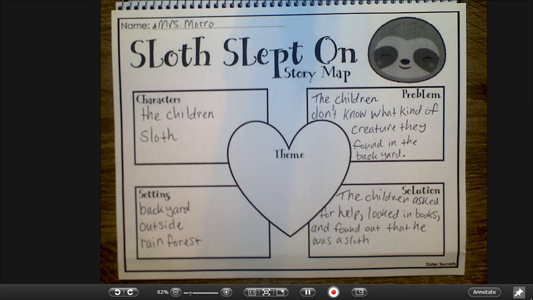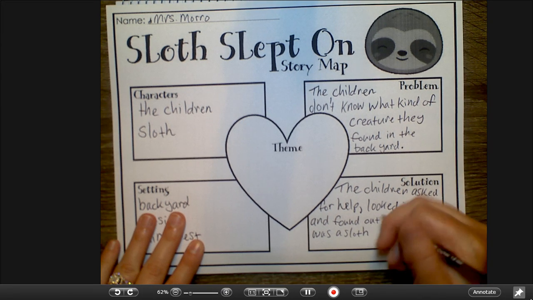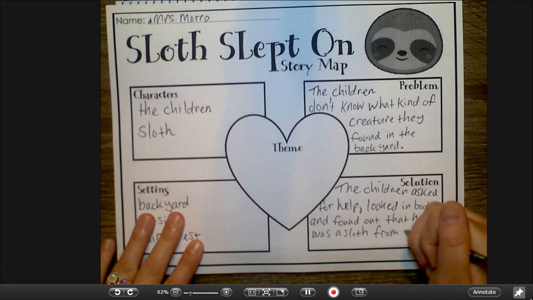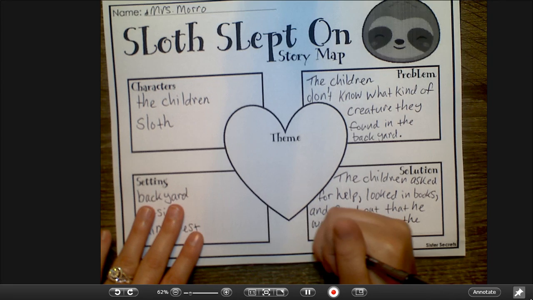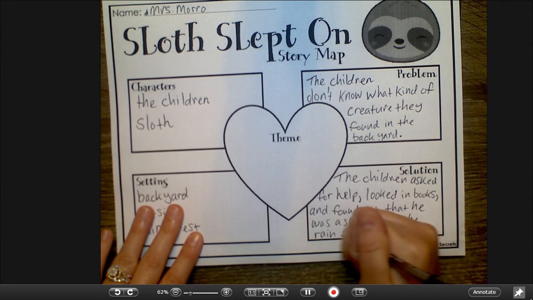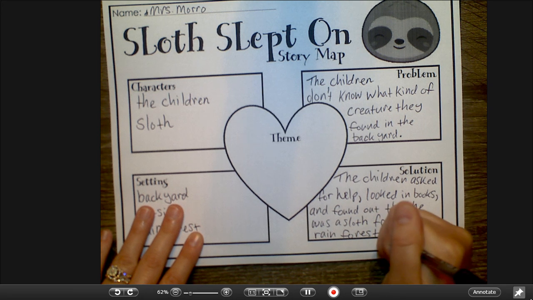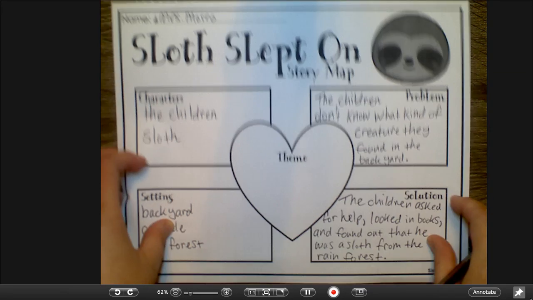And where did they find out that the sloth lives? Well, they found out that he was a sloth from the rainforest. Punch my period. Great job.